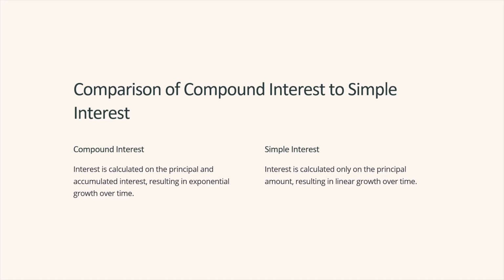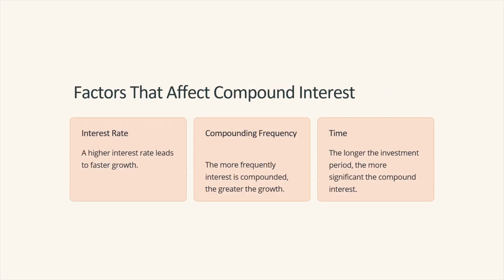So comparing compound interest and simple interest: in compound interest, interest is calculated on principal and accumulated interest, whereas in the case of simple interest, interest is calculated on the principal amount only. Then the factors affecting compound interest: when the interest rate is higher, it leads to faster growth, or the income will be increased very highly.